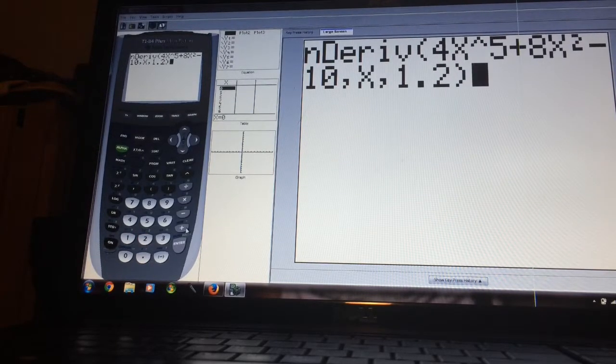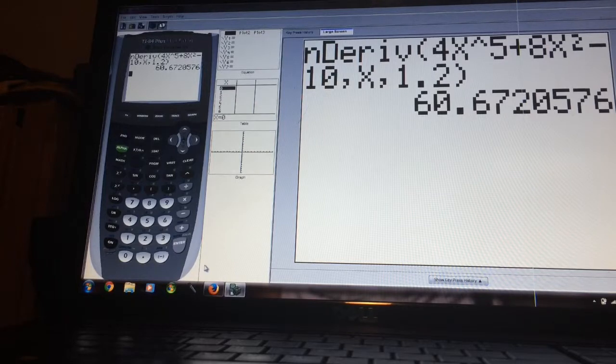Now that we see our problem is entered correctly, we want to press enter, which gives us our answer, 60.6720. Lastly, what I want to show you guys today is how to find intersections. Now, intersection is basically where two graphs cross each other.